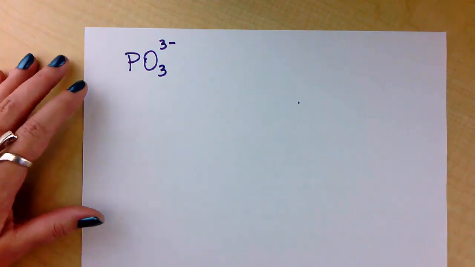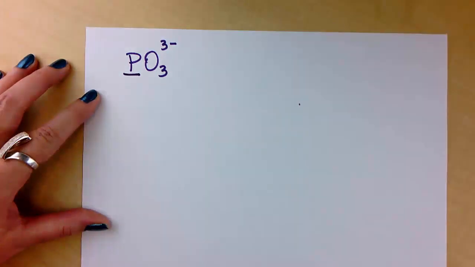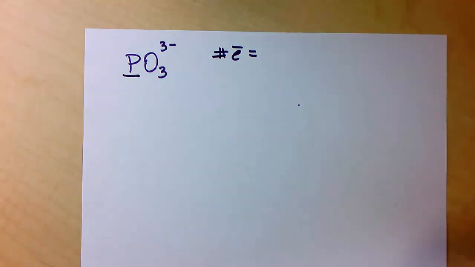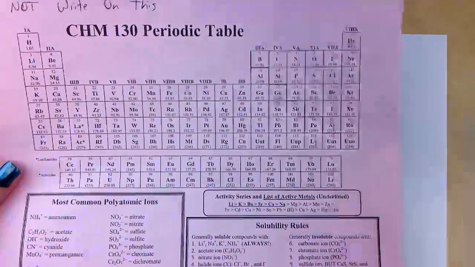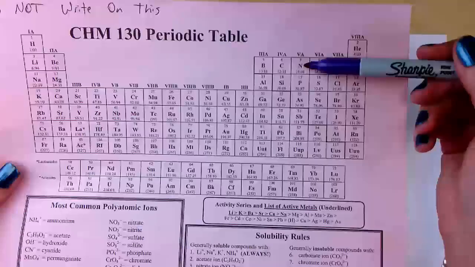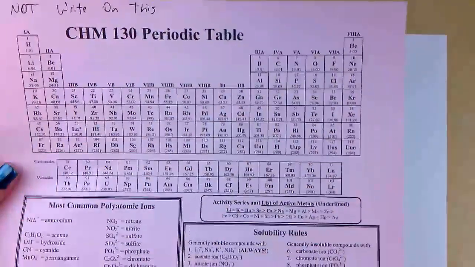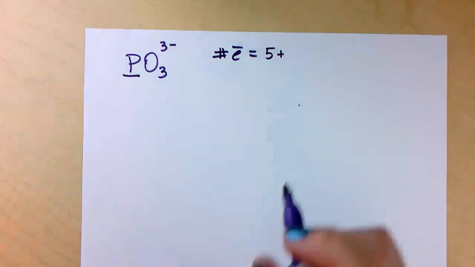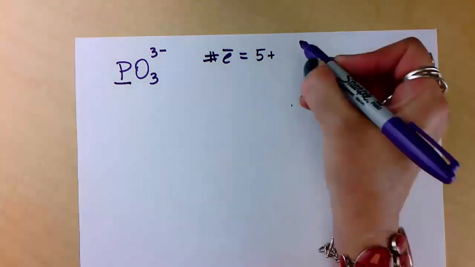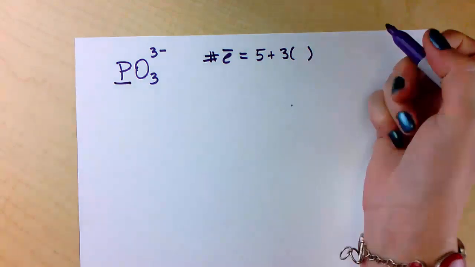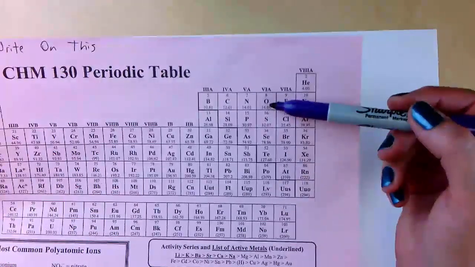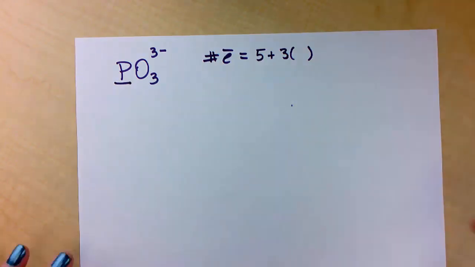So PO3 with a -3 charge, we're going to underline the P. First thing we do is add up the number of valence electrons. Phosphorus is under nitrogen in column 5. This means it has 5 valence electrons. Then I have 3 oxygens. So 3 times how many valence electrons oxygen has. Oxygen is in column 6. This means it has 6 valence electrons.